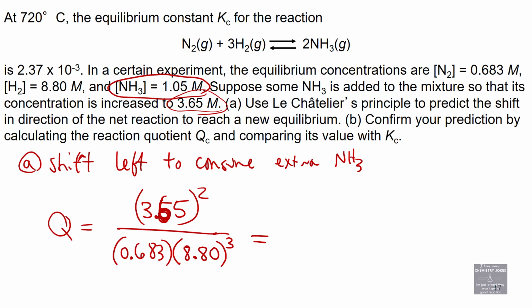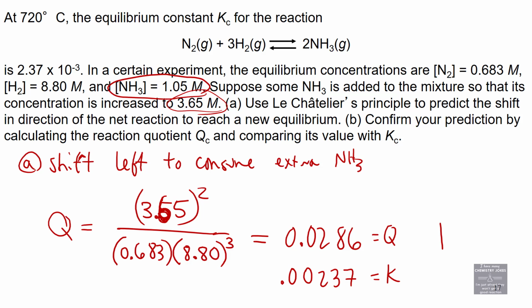Hold please. 0.0286 if I did my math correctly. So 0.00237, I believe, if I did that one right. So Q versus K. K is smaller than Q.